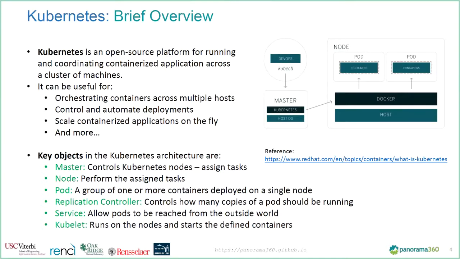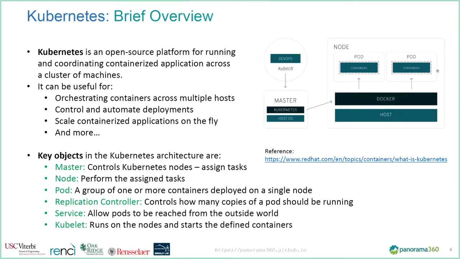Some key objects within this architecture are a master node, which controls the Kubernetes nodes and assigns tasks. The nodes themselves, the actual hosts, which perform the assigned tasks. Then we have the notion of pods, which is a group of one or more containers that are deployed on a single node. We have our application controller that controls how many copies of a pod we are running on our cluster. Services allow pods to be reached from the outside world, and also the kubelet is responsible for spawning the tasks on the nodes.